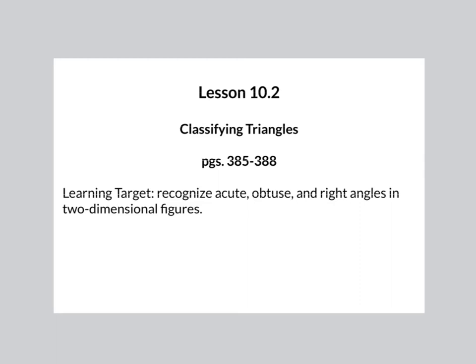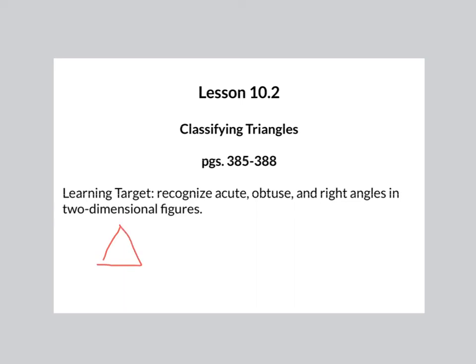We're looking at lesson 10.2 today, which is titled Classifying Triangles. And we're going to be on pages 385 to 388 in your big book. The learning target for today is to recognize acute, obtuse, and right angles in our two-dimensional figures. And the two-dimensional figures today that specifically we're looking at are triangles.